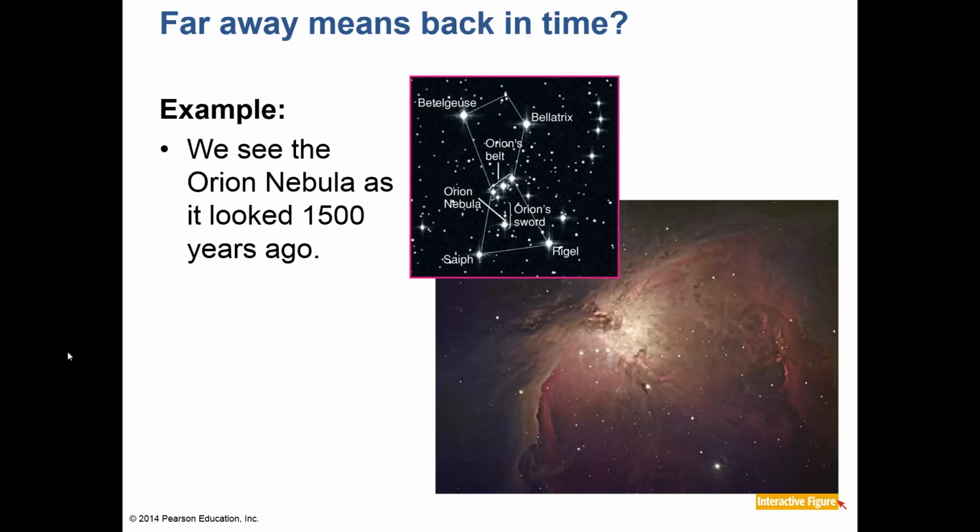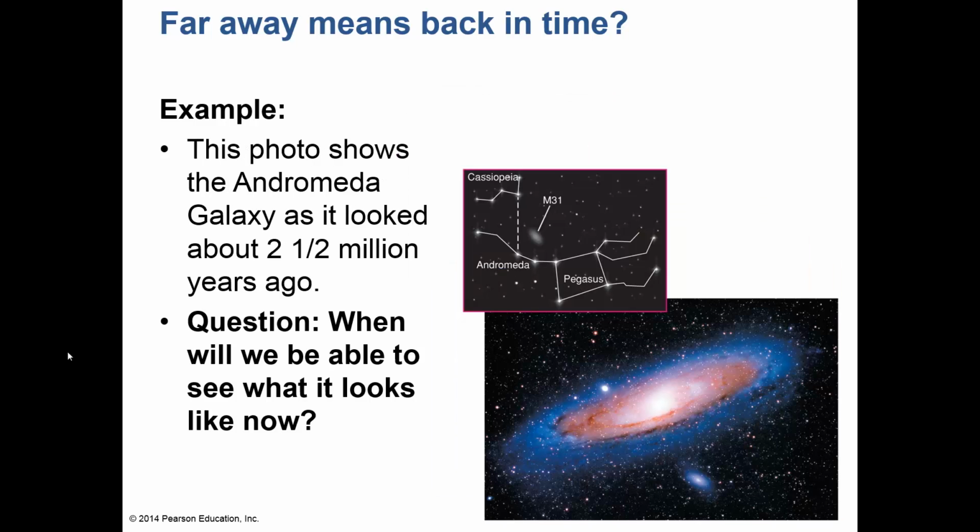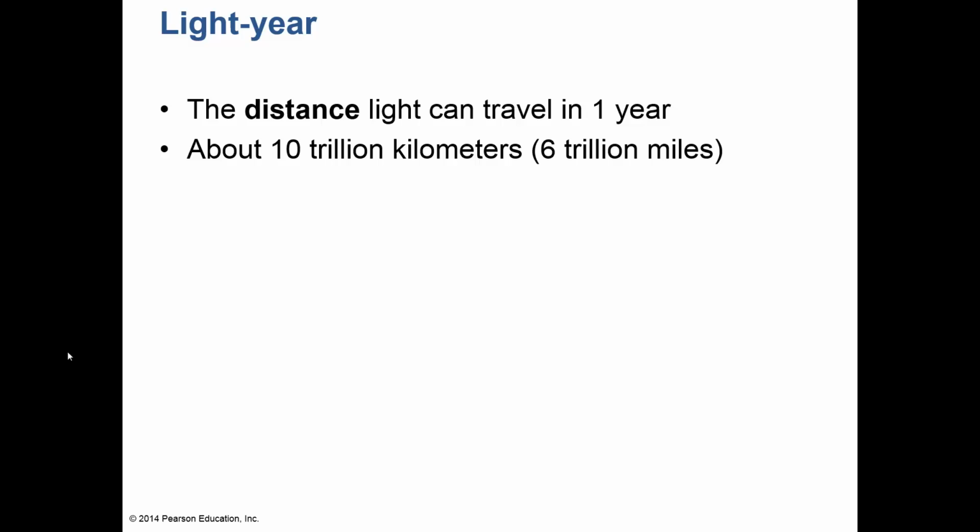So we see the Orion Nebula here. This is a winter constellation, a very big winter constellation. And this is how it looked 1,500 years ago, because it is 1,500 light years away. And so we're seeing ancient light. Those stars may not even be there anymore. So here's what the Andromeda Galaxy looked like 2.5 million years ago. And the question is, when will we be able to see what it looks like now? Well, that'll take another 2.5 million years.